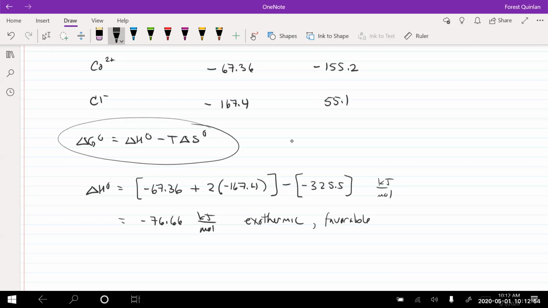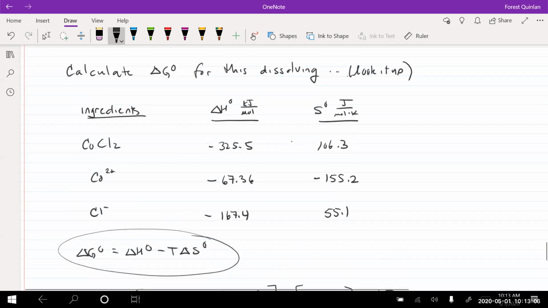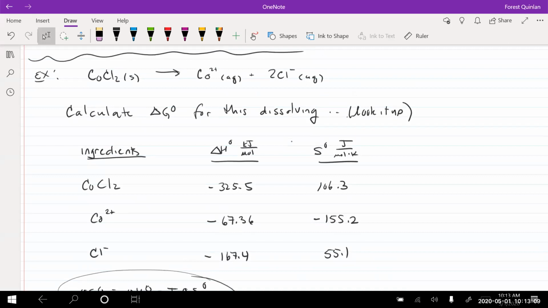Now, before I go much further on that, I just want to point out that this kind of makes sense a little bit. As long as we can make sense of these things, we should. Does cobalt chloride want to dissolve? Dallas? Yes. Why? Because chlorine likes to dissolve.